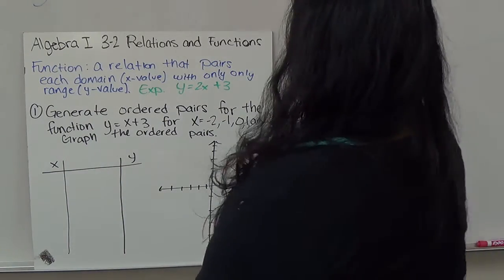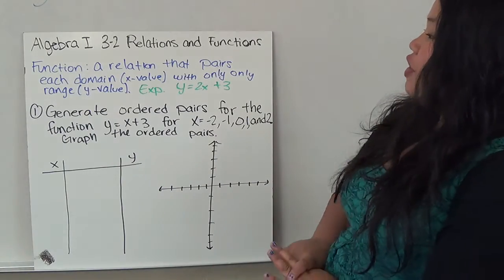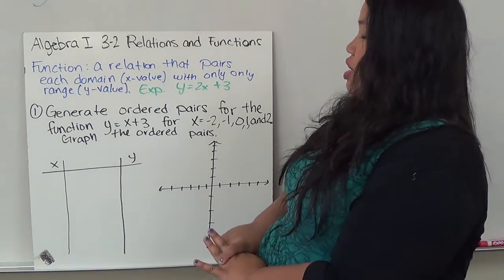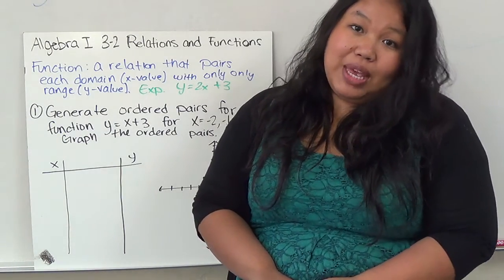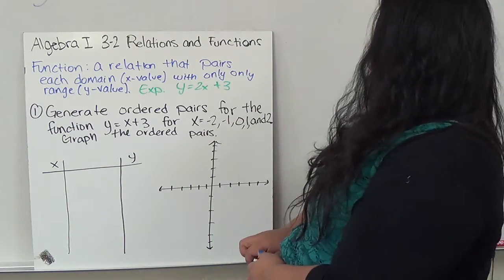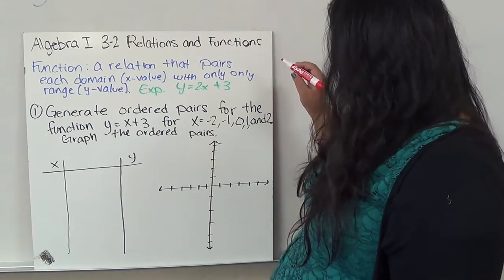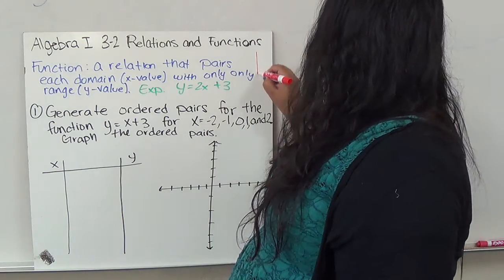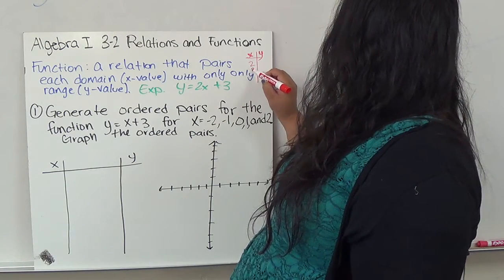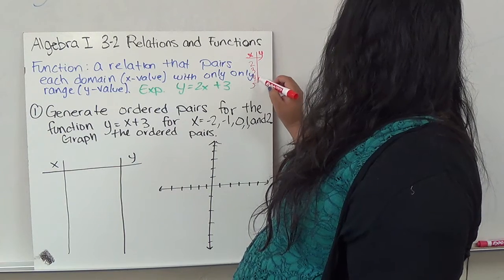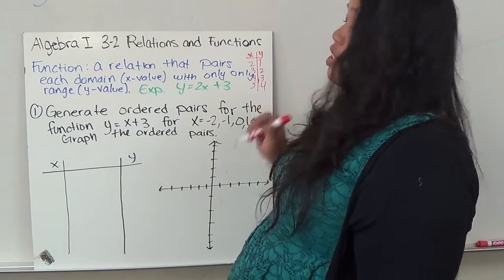In Algebra 1, Section 3.2, we're dealing with relations and functions. So basically, a function is a relation that pairs each domain, an x value, with only one range, y. So basically, a function means that every x has a y, okay? So, for example, if I have 2, 3, 4, 5, and I have a 1, 2, 3, 4, this is called a function.